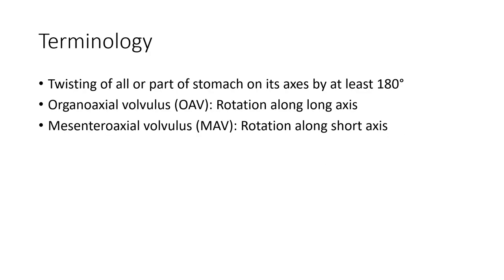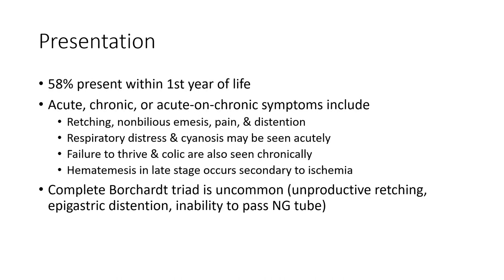Gastric volvulus is a twisting of all or part of the stomach on its axis by at least 180 degrees. Organoaxial volvulus, OAV, is rotation along the long axis. Mesenteroaxial volvulus, MAV, is rotation along the short axis. 58% present within the first year of life.